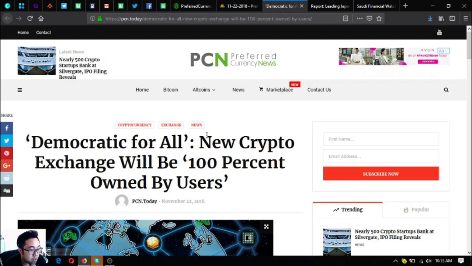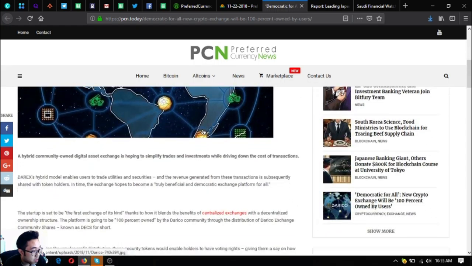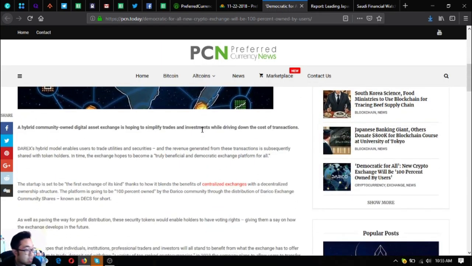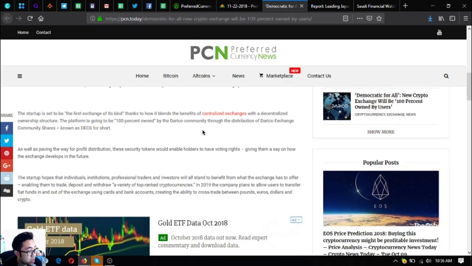Okay, so let's start. Democratic for all: new crypto exchange will be 100% owned by users. A hybrid community-owned digital asset exchange is hoping to simplify trades and investments while driving down the cost of transactions. Its hybrid model enables users to trade utilities and securities, and the revenue generated from these transactions is subsequently shared with token holders. In time, the exchange hopes to become a truly beneficial and democratic exchange platform for all. The startup is set to be the first exchange of its kind, thanks to how it blends the benefits of centralized exchanges with a decentralized ownership structure.